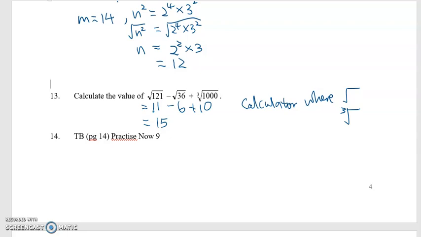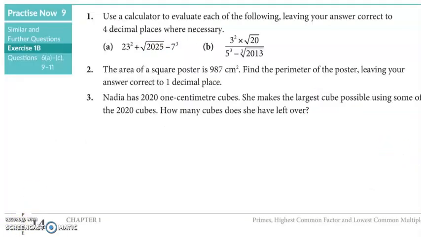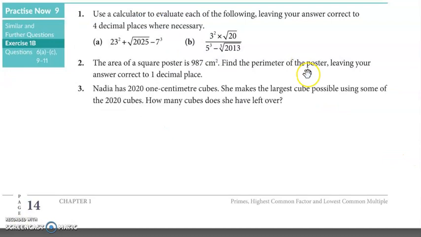Now we will go on to question 14, which is practice now 9 on page 14. Okay, so these are the questions in practice now 9. They want you to use a calculator to evaluate the following. So they're testing whether you know how to press a number square, a number cube, and how to press it as a fraction. So I need you to go and try.